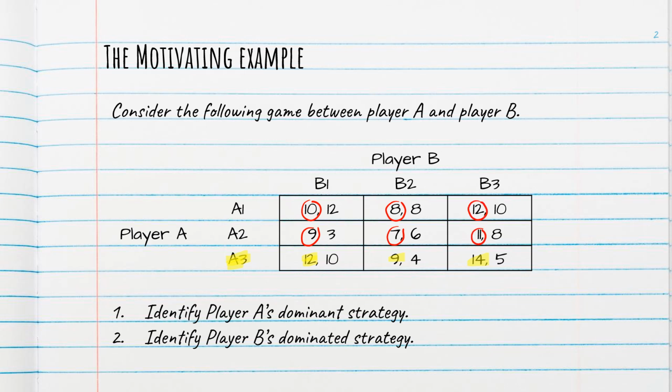As I mentioned, I always like to start by looking down that first column, picking the biggest number, and then checking to see if that is a dominant strategy. It's the most efficient way of finding it. So player A's dominant strategy is A3.